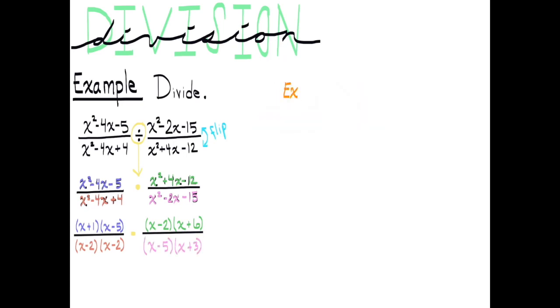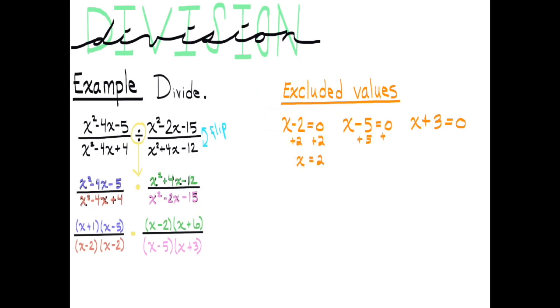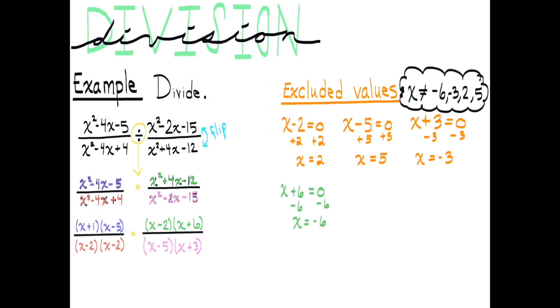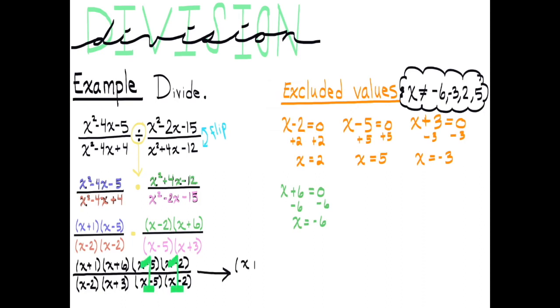So now, before I start crossing out my big ones, we have to do the excluded values. So if I look at all my denominators, I have x minus 2, x minus 5, and x plus 3. Now, because I flipped the fraction, I also have to include the numerator of that second fraction, which is the green one. So now I have all my excluded values, cross out my big ones, and I'm left with x plus 1, x plus 6 over x minus 2, x plus 3 with my excluded values.